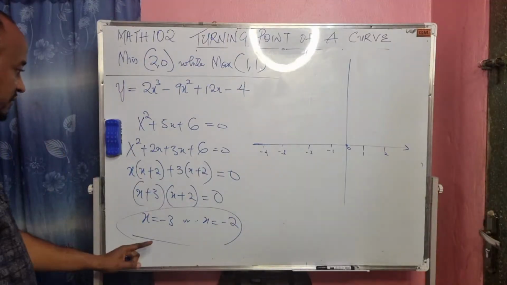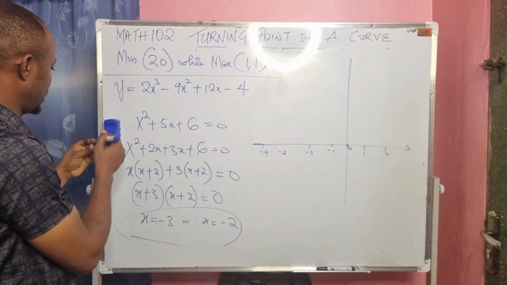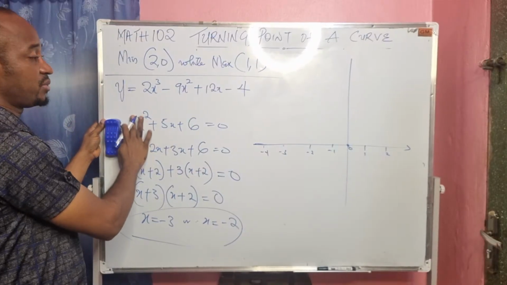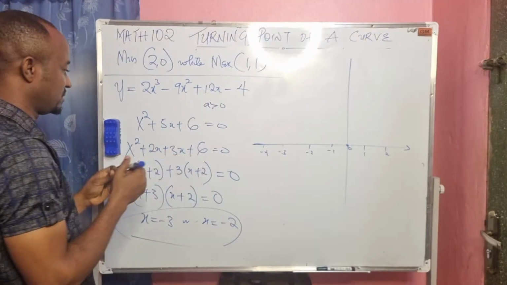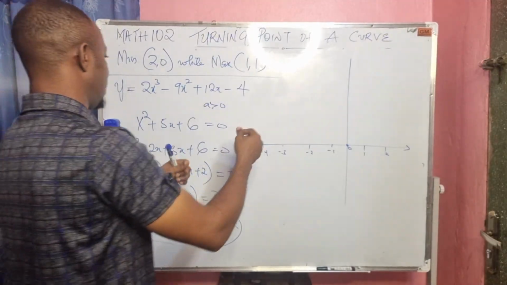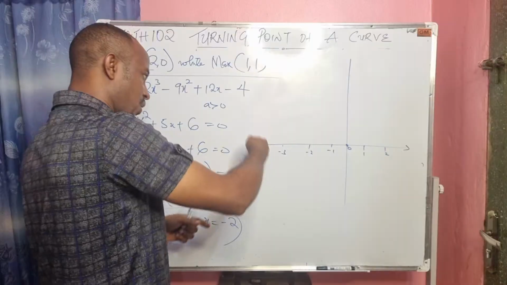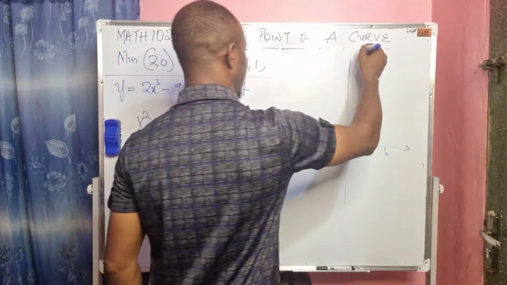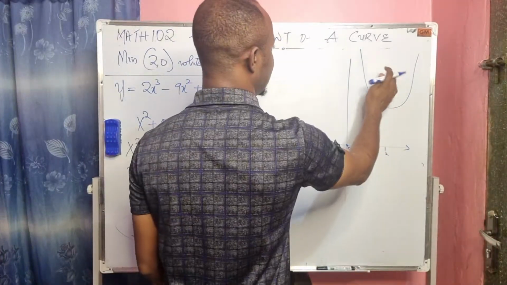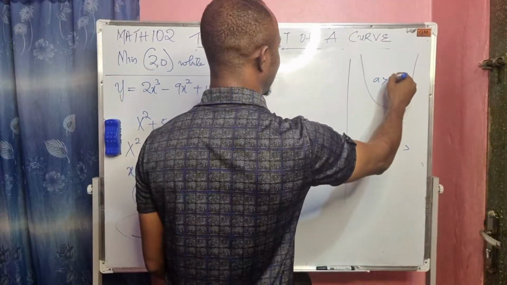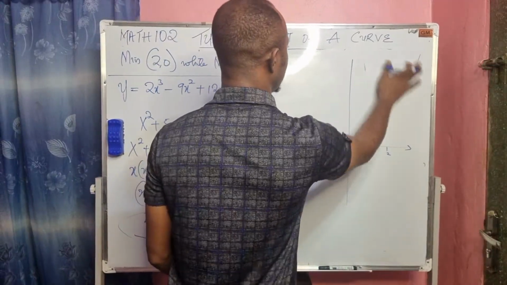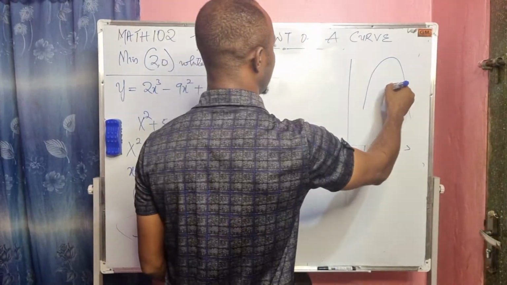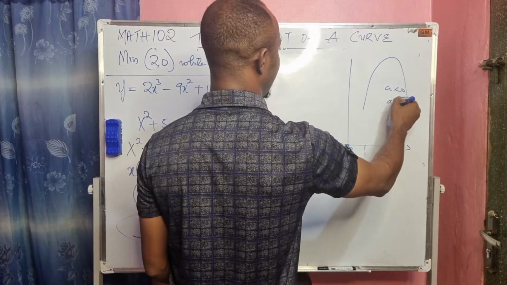If I'm to sketch this curve, since the value of our a here is positive, since a is greater than 0, the curve will open upward in this pattern. This is the kind of curve where a is always greater than 0. But when this curve opens downward this way, it means that a is less than 0, that is, a is negative.